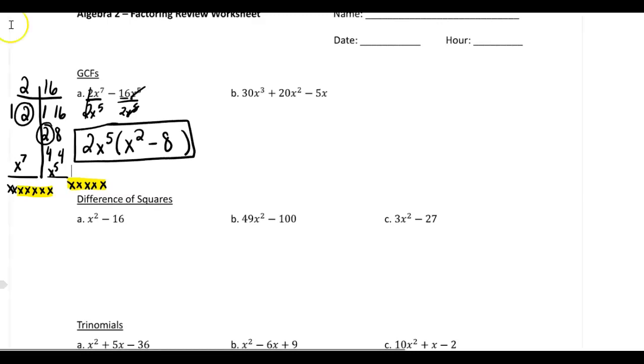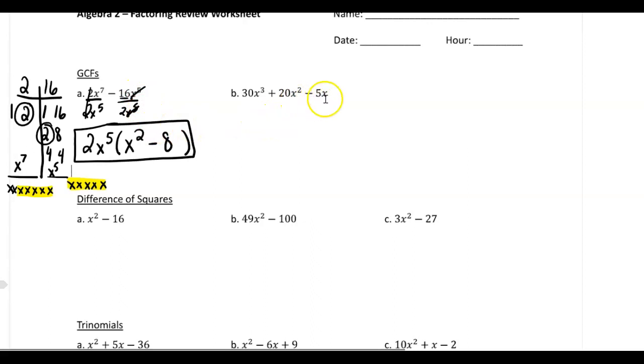And how you can check and just know you did it correctly is by distributing back in. 2x to the 5th times x squared does make 2x to the 7th, and that's what we had here. 2x to the 5th times negative 8 makes negative 16x to the 5th, which is what we had here. So I know I did it correctly.